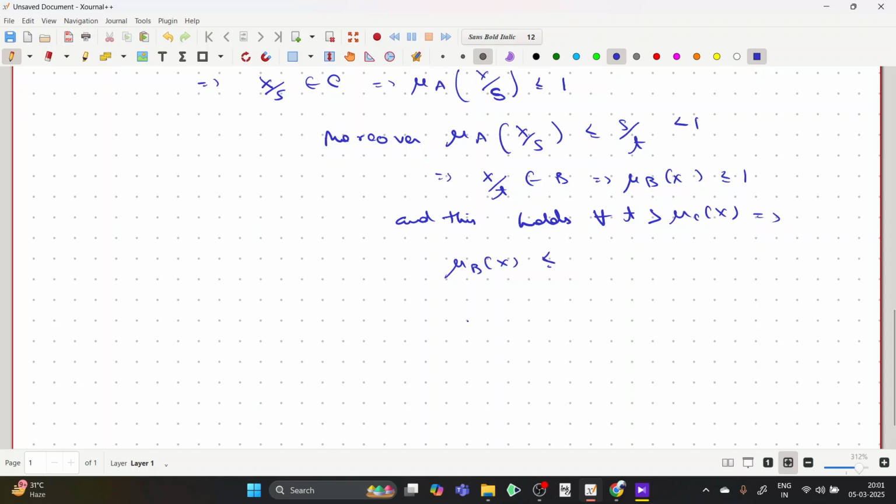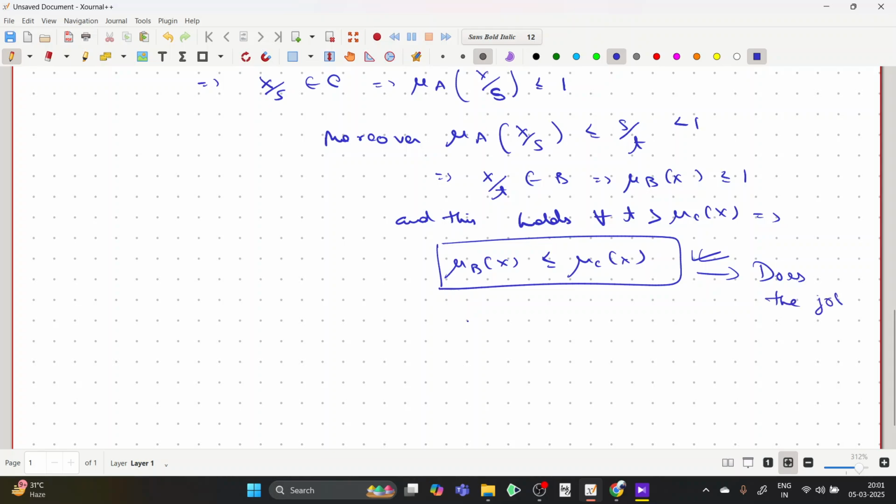which implies that mu B of x is less than or equal to mu C of x, and a similar argument will prove that mu B of x is less than mu A of x is less than or equal to mu B of x. So just traversing around the inequality we are done, or rather this inequality itself does the job. I do not need to show the other inequality, this does the job itself.